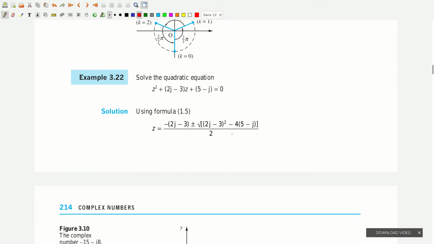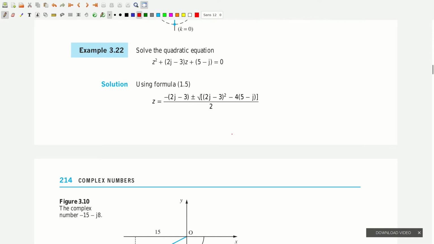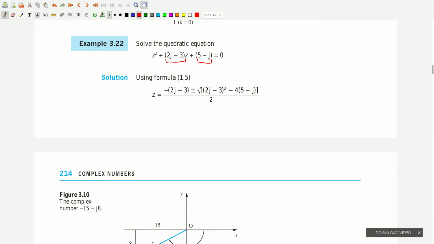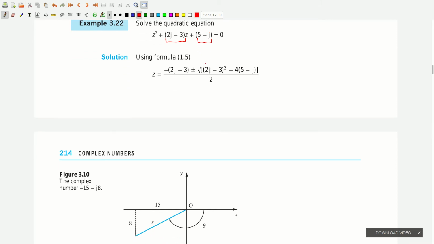So we'd like to look at this example as well. They say solve the quadratic equation here. So the quadratic equation, you can see, is in terms of z. This is z squared, then this is the coefficient of z, and then this is the constant. So one can use the quadratic formula method, which is used here.